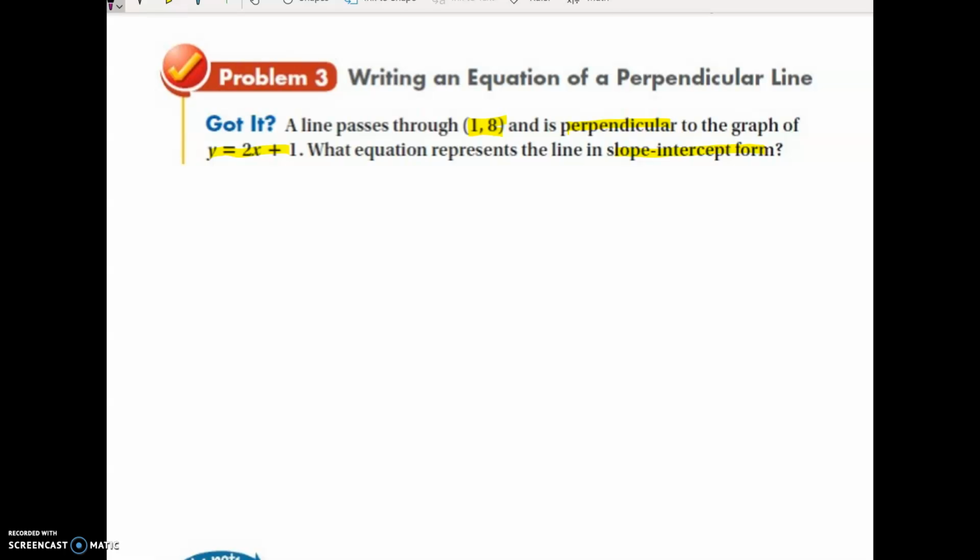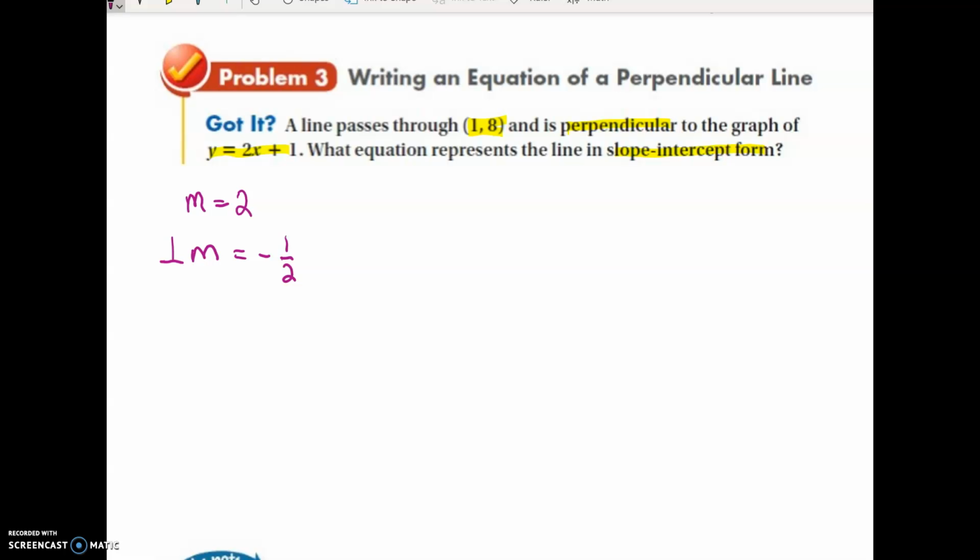So I'm going to start by identifying our slope. In the original equation, the slope was 2, but we want the new equation to be perpendicular. So that means we have to flip it and make it the opposite sign. So that's going to mean we have a -1/2 for our perpendicular slope.